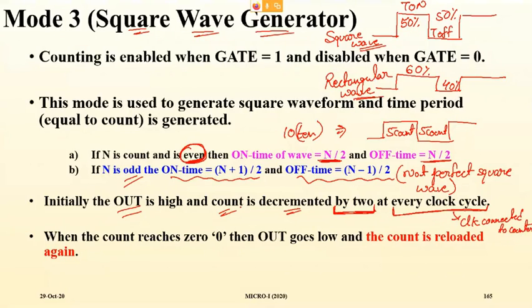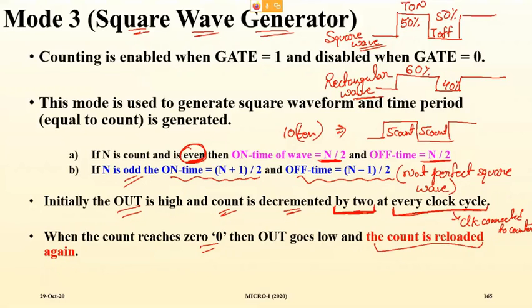Okay, so out will be automatically high, and count will decrement by 2. Every time the clock changes in your counter, the count will be decremented by 2, not by 1. And when it reaches 0, the count is reloaded again, because you have to generate a square wave. It is auto-reloaded, so it will keep on generating the square wave.